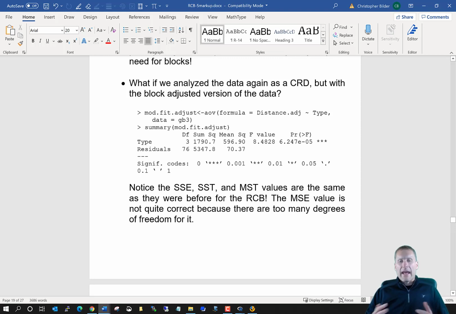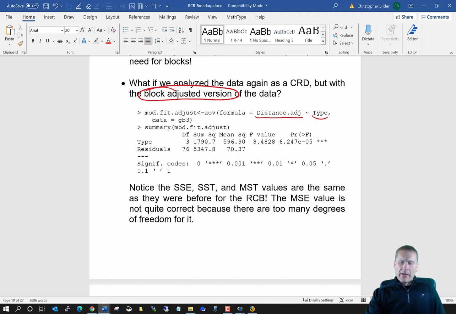Now, what if we analyze the data again as a completely randomized design, but now with the block-adjusted version of the data? That's what we were looking at with respect to the second set of plots. So now, with my aov function, I'm going to put formula equal distance.adj tilde type. Again, I don't need to put person in there because I'm analyzing it as a completely randomized design, and I've essentially already taken out that information per person or per golfer.